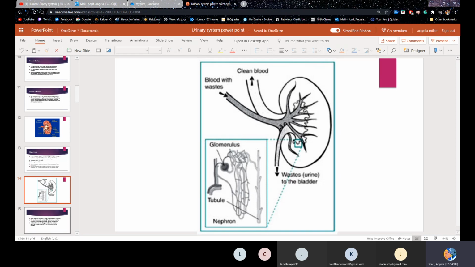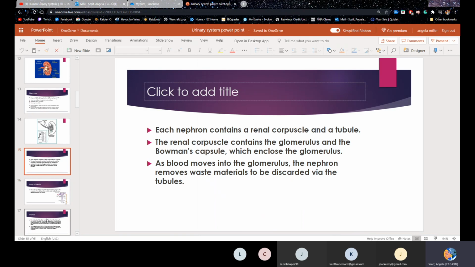I know it seems kind of complicated, but it'll make more sense. Each nephron contains the renal corpuscle and a tubule, right? And the renal corpuscle contains the glomeruli and the Bowman's capsule, which basically is just what encloses and holds on to this, okay?